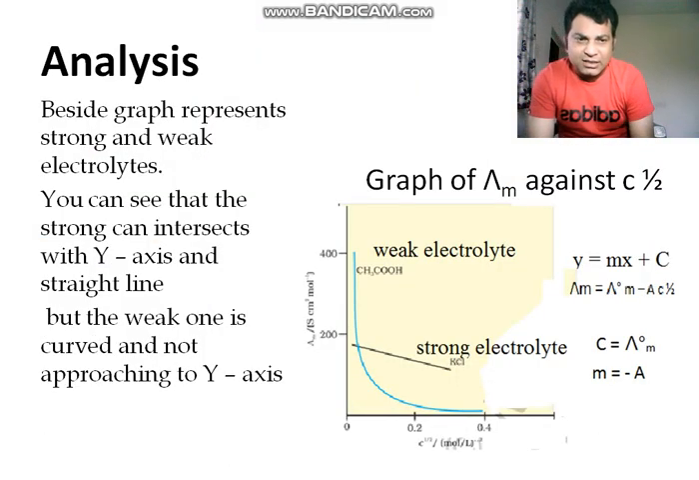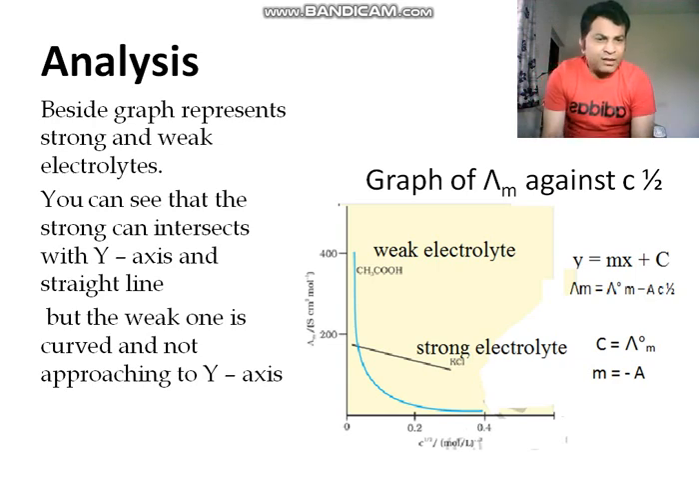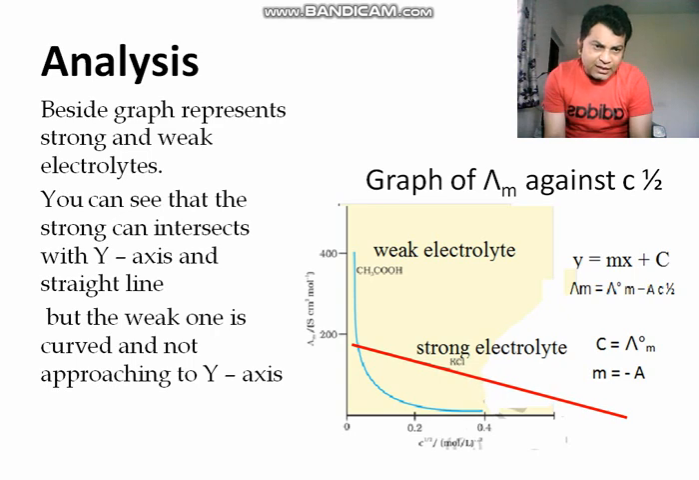So that is here. See the graph of lambda m against c raised to 1 by 2. See here, the strong electrolytes graph, this you can see. I am highlighting that for you, which is the strong electrolytes graph. This is the strong electrolytes graph, a straight line. See, it will go straight, and if you extend it enough, then it is going to intersect with the y axis. So this is the strong electrolyte graph.